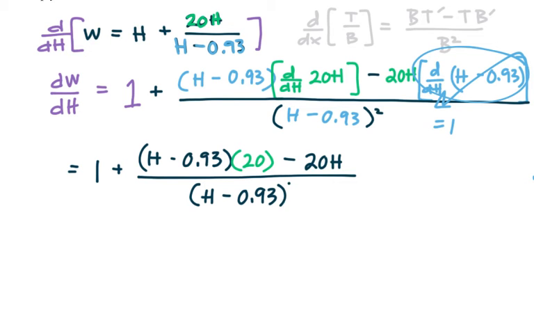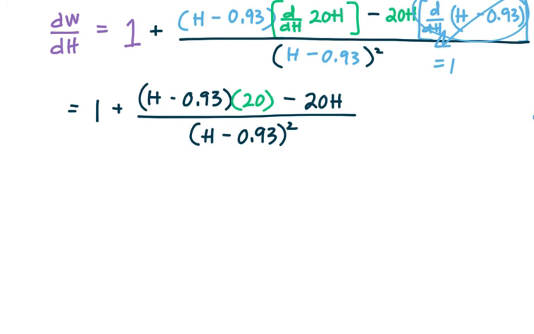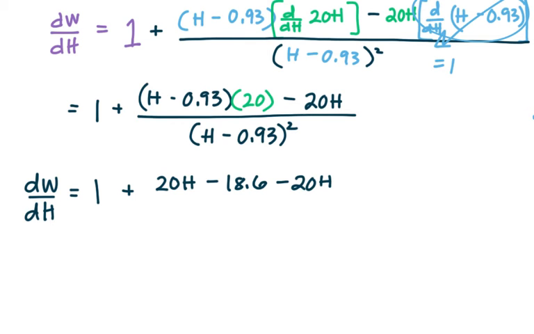Let me remind you, we do not generally FOIL that bottom out. We normally leave it as it is because sometimes we have those factors that cancel. So we have dw/dh equals 1, plus 20h, 20 times negative 0.93. That's going to be negative 18.6. And then, of course, we still have this minus 20h here. So that's all over the quantity h minus 0.93 squared.